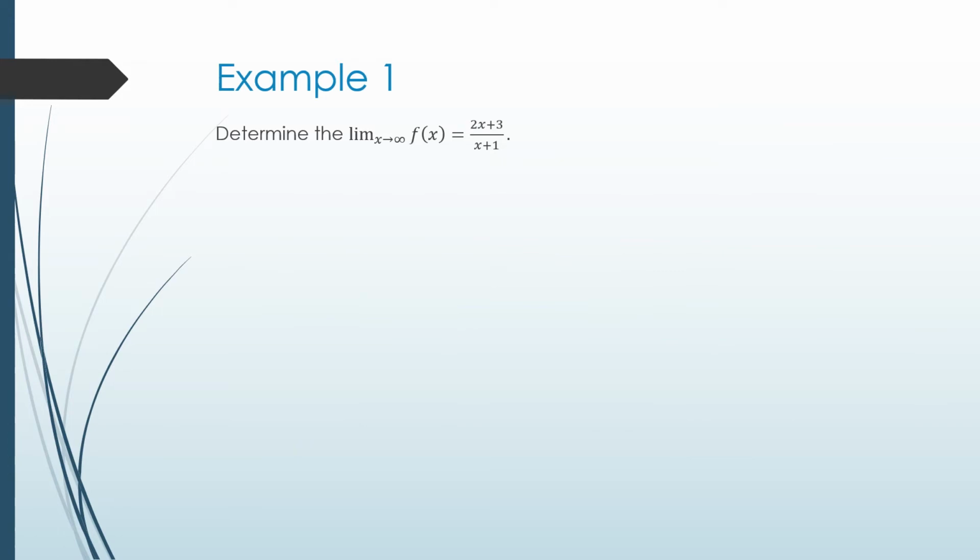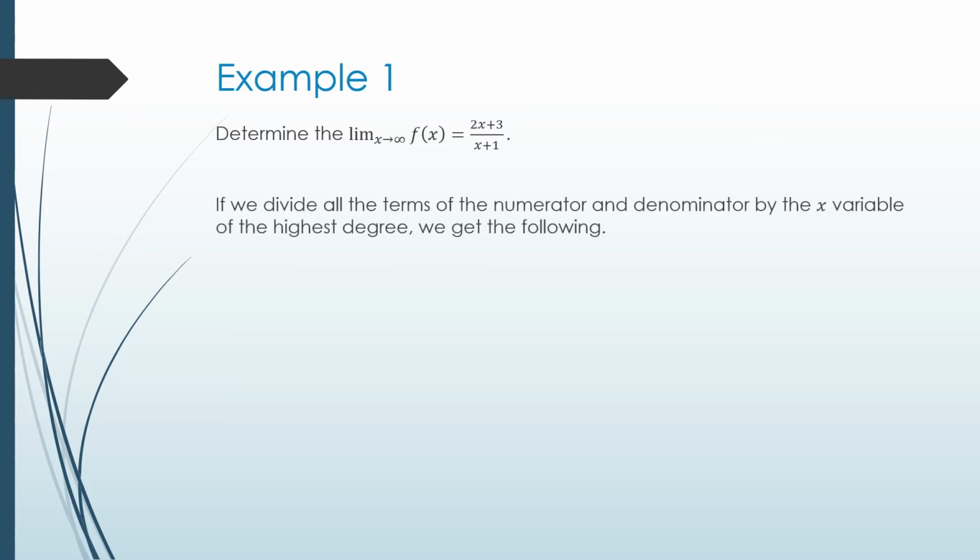So let's try an example. Here we're asked to find the limit as x approaches infinity of this function, 2x plus 3 over x plus 1. So first what we do is we divide all of the terms by the greatest power of x. In this case, the greatest power of x is just x. So we divide everything by x, and we get the following. On the numerator, 2x divided by x plus 3 over x. Denominator, x divided by x plus 1 divided by x. Obviously, x will cancel here and give you 2 and 1, plus 3 over x plus 1 over x.